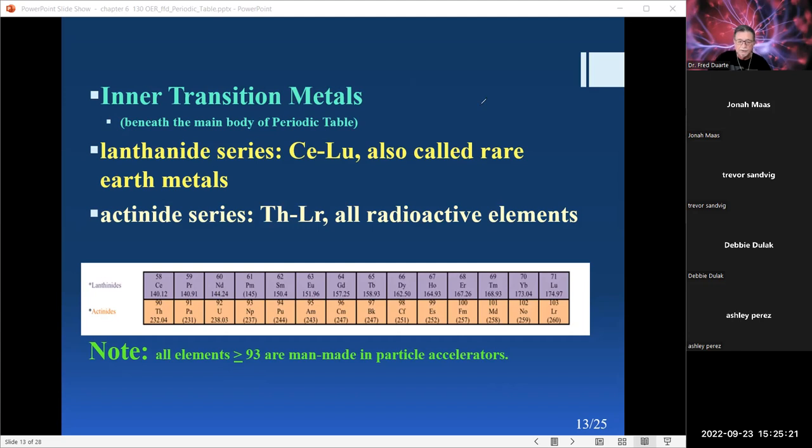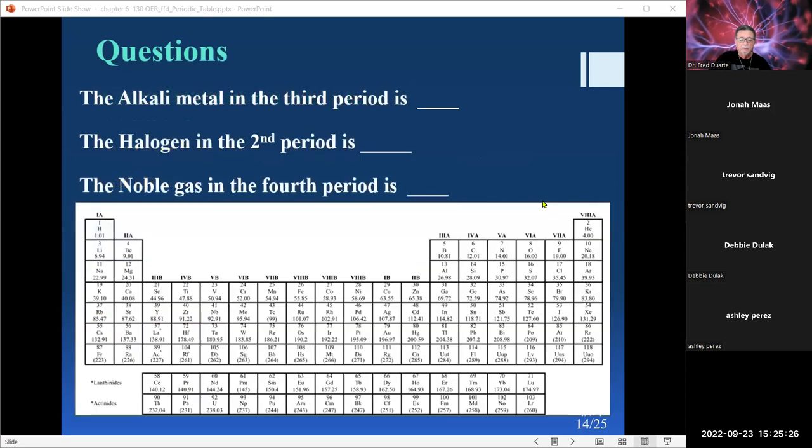They have parentheses in there because we don't have a really accurate number for them. So you may get questions like, the alkali metal of the third period. Well, we go to the third period, 1, 2, and 3. And they're talking about the alkali metal, which would make it the very first one, group 1A, so that should be sodium.